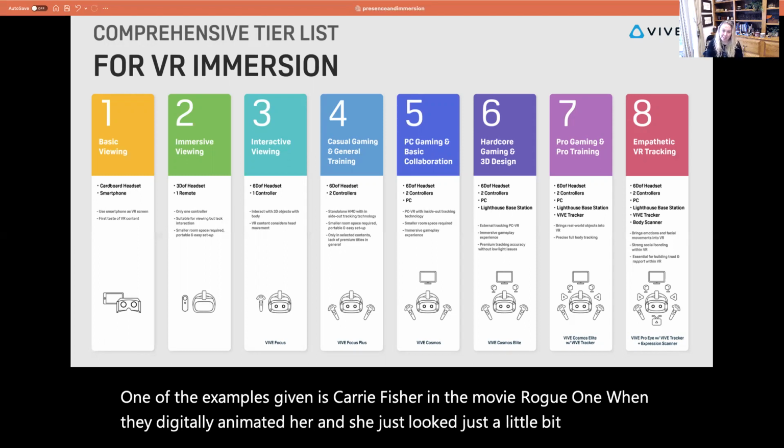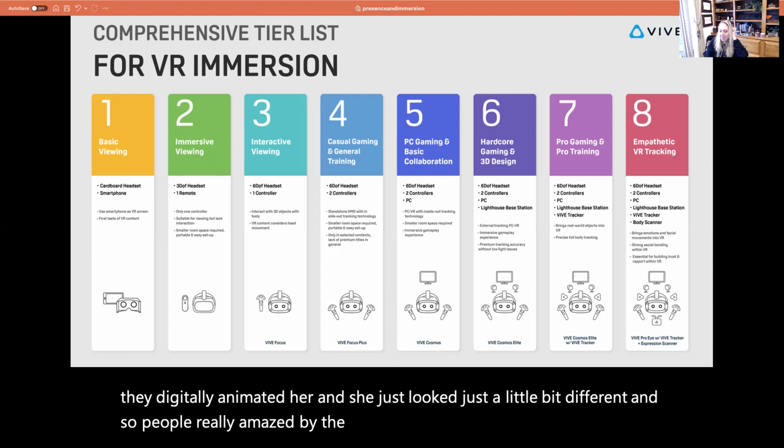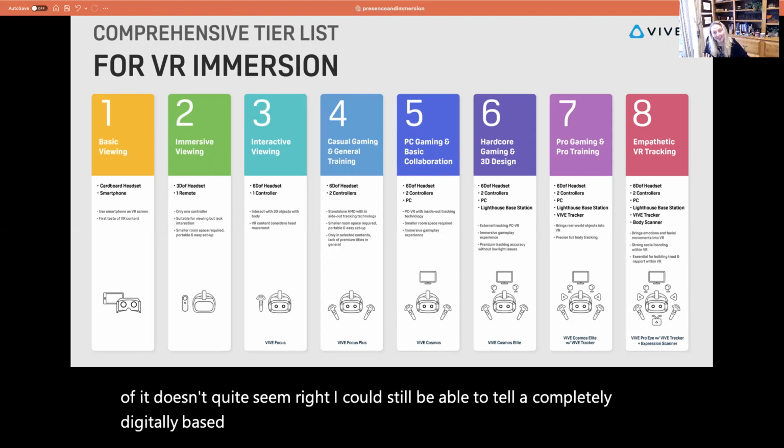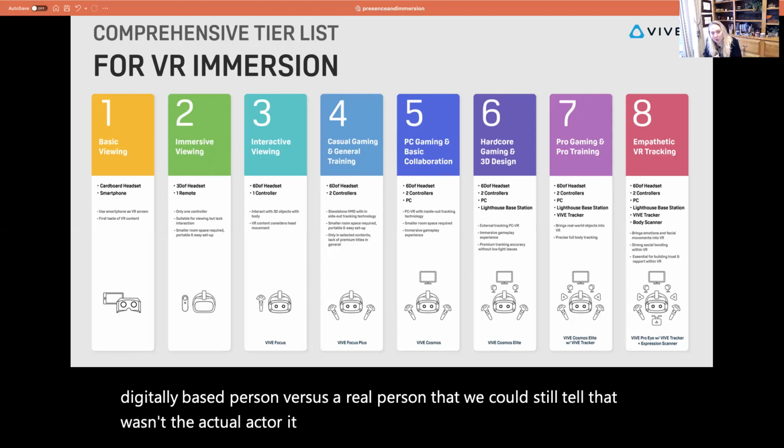And so people were really amazed by the technology, but there was still this feeling of, it doesn't quite seem right. I could still tell a completely digitally based person versus a real person, that we could still tell that wasn't the actual actor, it was actually a digital recreation.